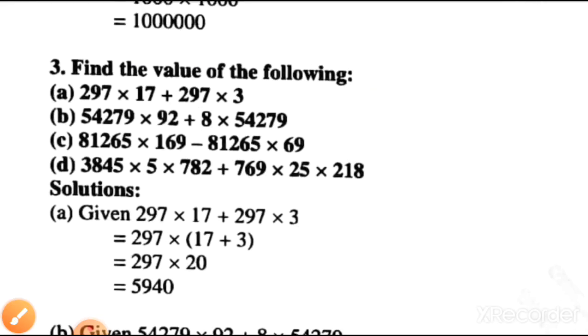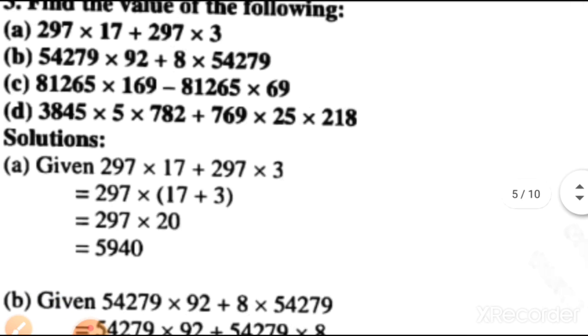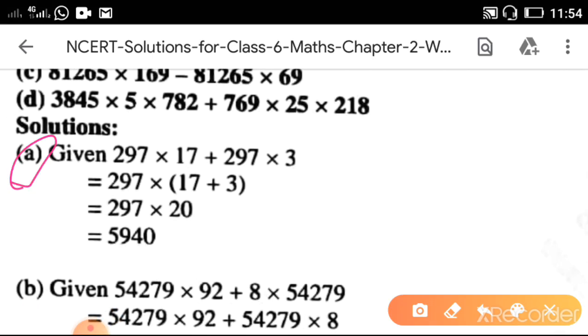Question number 3, find the value of the following. You have to use here the distributive property. First example, see here, 279. 2 times it is given. So instead of multiplying this number 2 times, it is better to take it common outside. You can consider 2 brackets here. This is the first one and this is the second one. Because we are following the BODMAS rule, in that first we have to multiply, then we have to add. So this is the first bracket, this is the second.